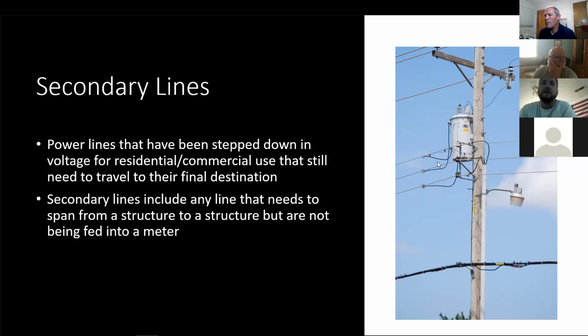Any line that spans structure to structure but is not being fed to the meter. Correct. Good in your explanation here. Kind of like the picture right here. This has got two types of secondary lines. One is overhead, and you'll see these lines that are going in this direction.